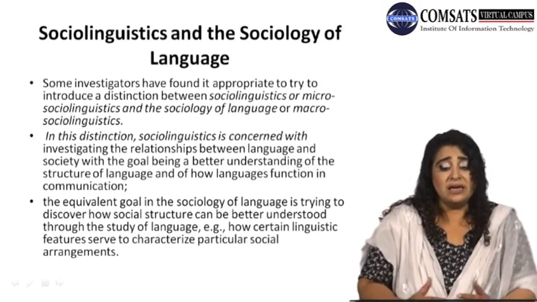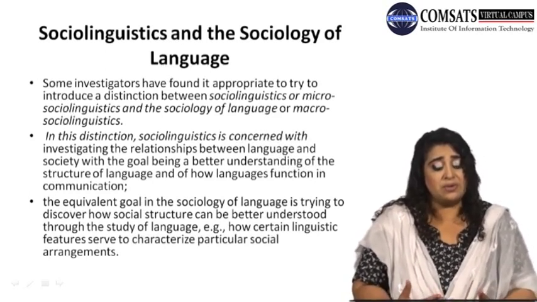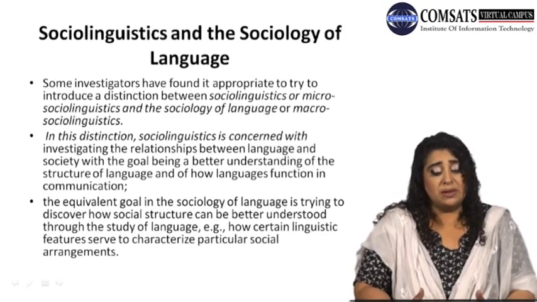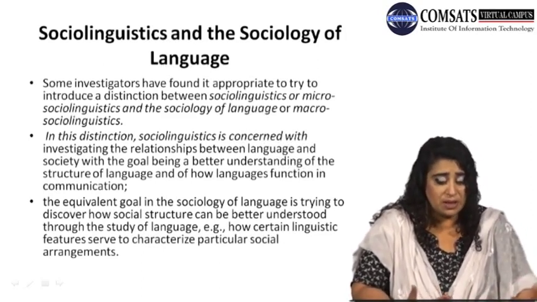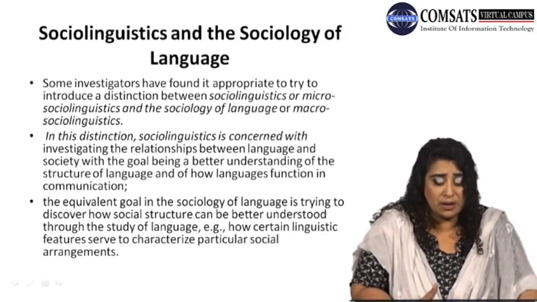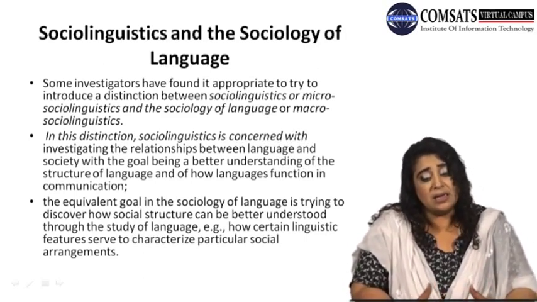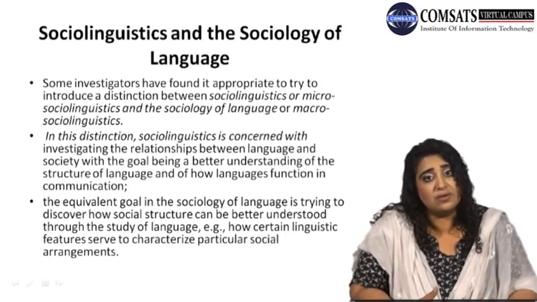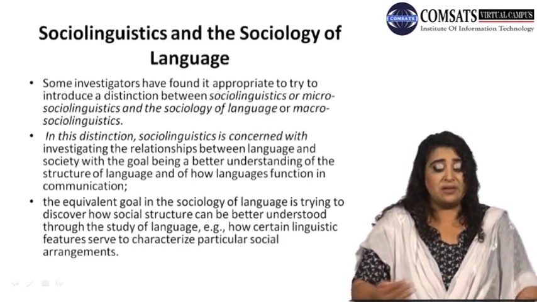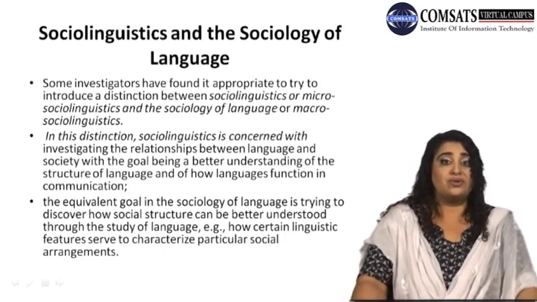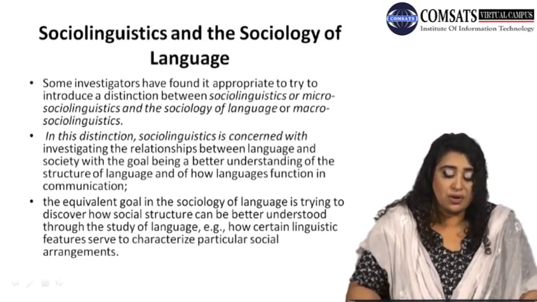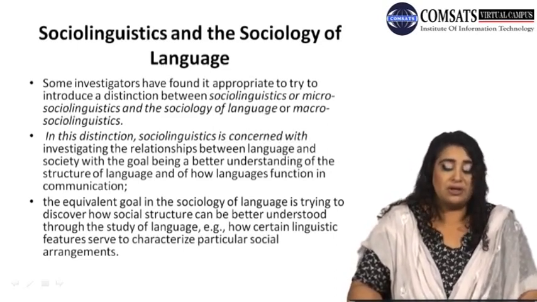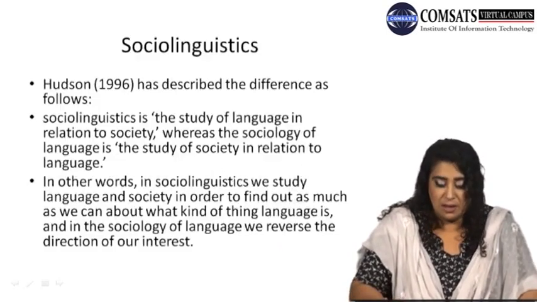So you see, in sociolinguistics and micro-sociolinguistics, the goal would be to understand the structure of language and how languages would function in communication, how we would use language to communicate. And in the sociology of language, the goal is to discover how social structure can be better understood through the study of language. For example, how certain linguistic features serve to characterize particular social arrangements.